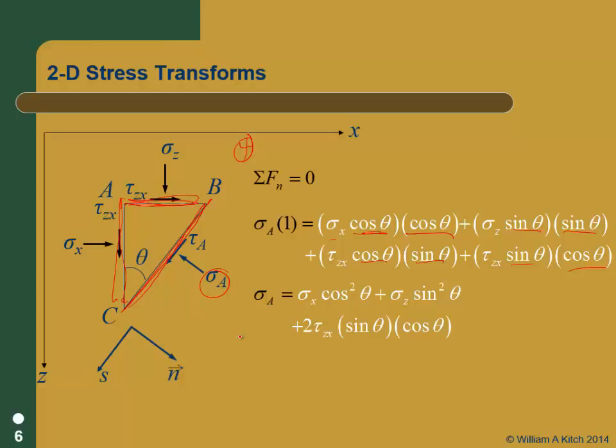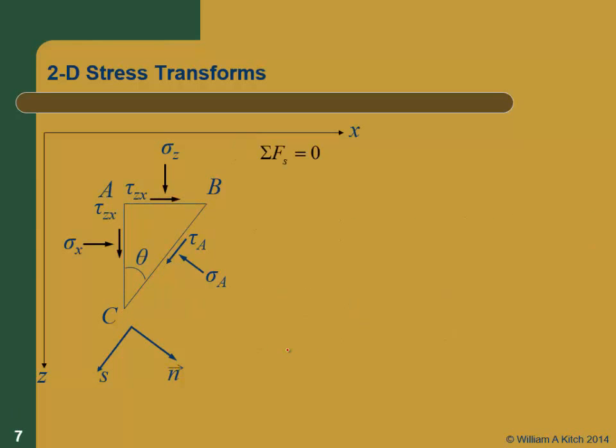If you're with me, all I've done is done equilibrium in the normal direction to the AB plane. That's all I've done. So obviously the next thing I got to do is equilibrium in the S direction, the shear component of that. So now we're going to do summation of forces in the S direction, that's this direction, is equal to 0.